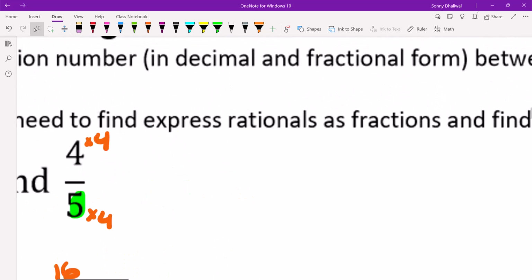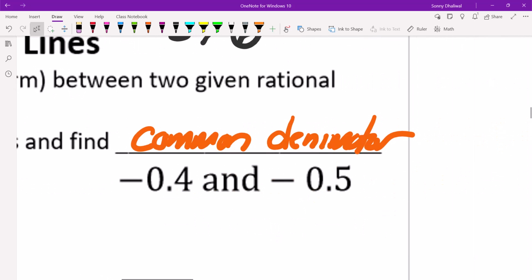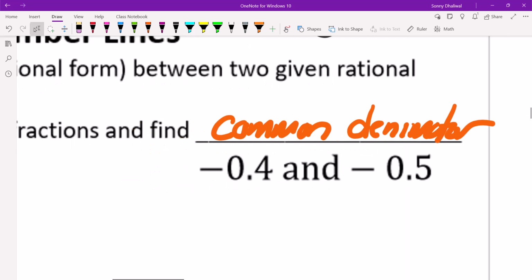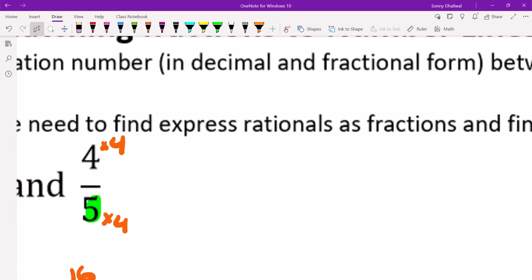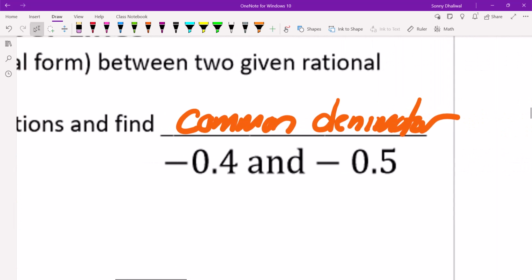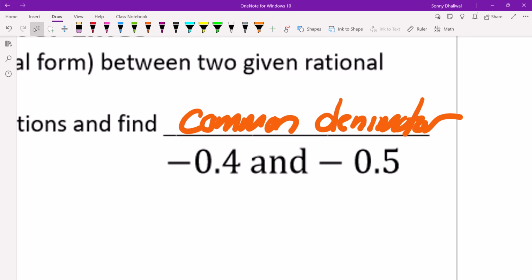So another similar question here, but this time, instead of giving fractions, I've given you decimals. We could turn each one of these into fractions, just like we had over here, and do the same process. But I think this one's a little bit faster, because I'm betting you can just look at it and tell me the number that's in between. What's the number between negative 0.4 and negative 0.5? What's the number halfway between there? Negative 0.45. But the question asks us to write this as a rational, as a fraction.